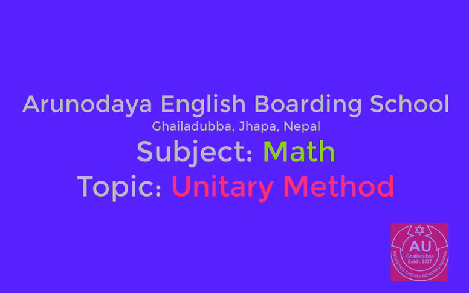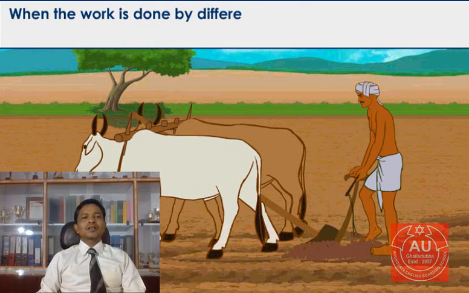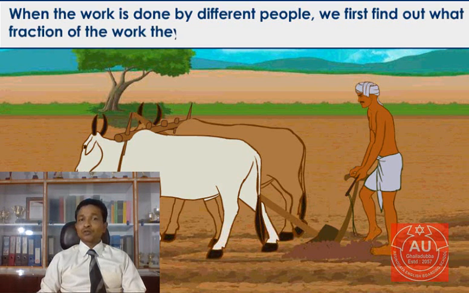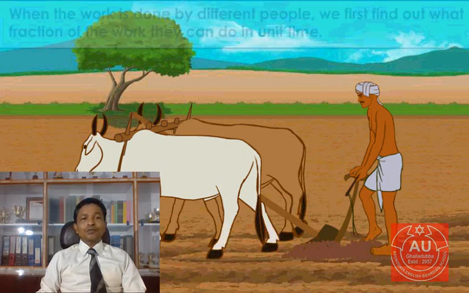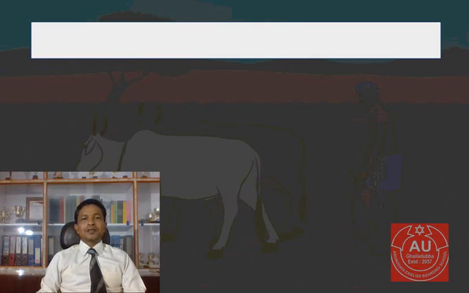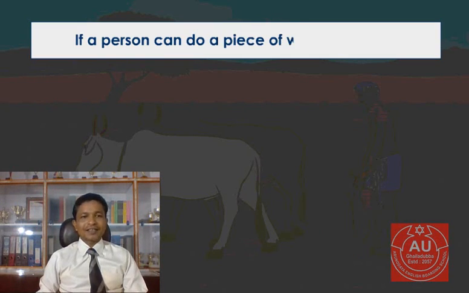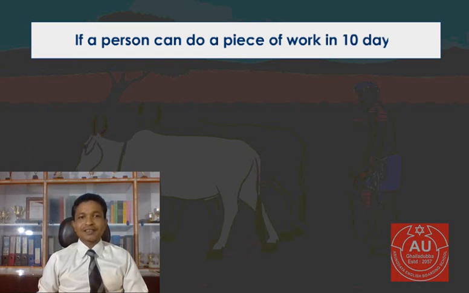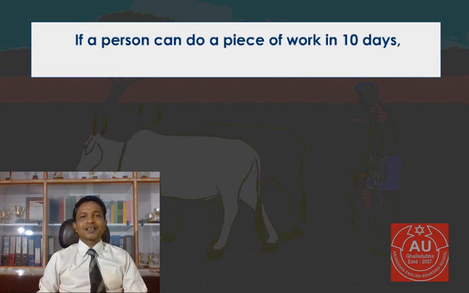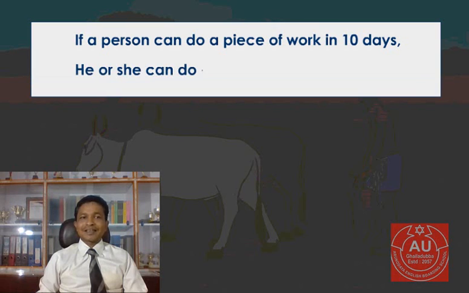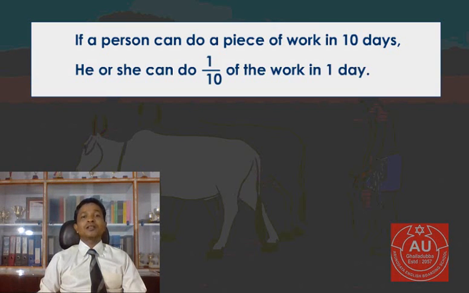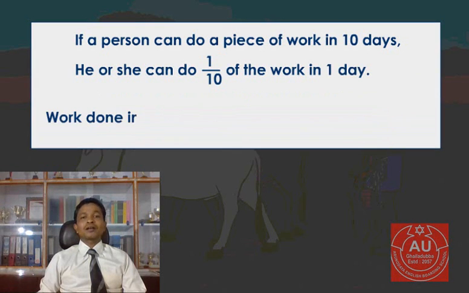Today we are going to learn about unitary method. When the work is done by different people, we first find out what fraction of the work they can do in unit time. For example, if a person can do a piece of work in 10 days, that means a person can do 1 by 10 of the work in one day.